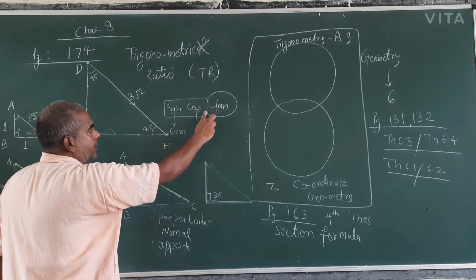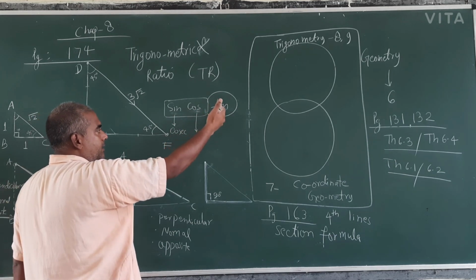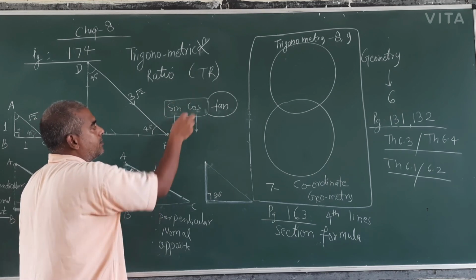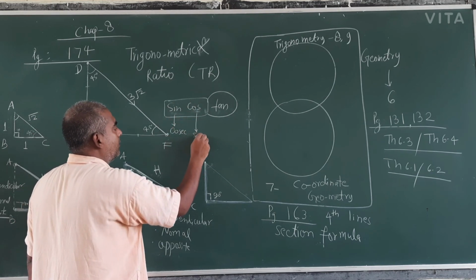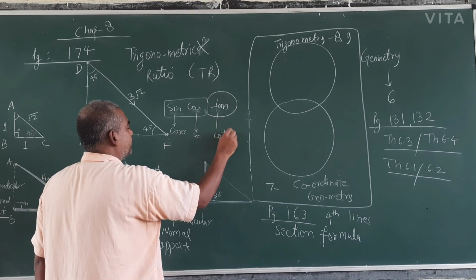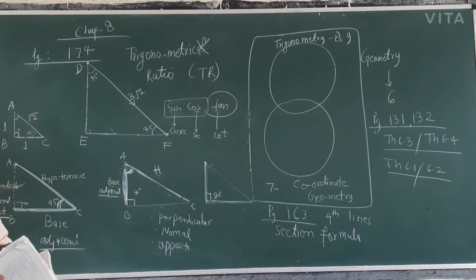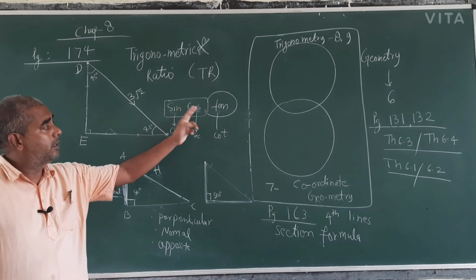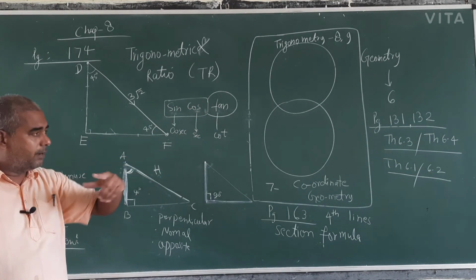Tan is derived from sine and cos, and the inverses obviously are cosec, sec, and cot. So the fundamentals are sine and cos, any two. How they are related I will teach you in the next part.